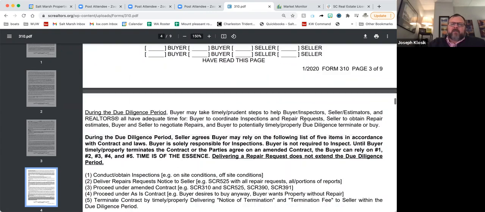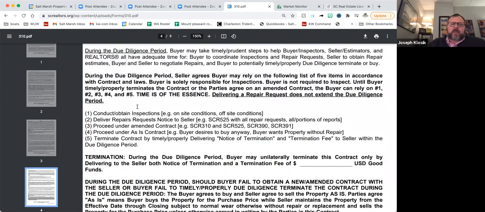So going back down, the 5 things that are going to happen during due diligence is they're going to conduct the inspection, should they choose to do so. They're going to deliver repair requests, should they do so. They're going to proceed under the amended contract if they want. They can proceed under the as-is contract, meaning that they're going to buy it anyway, and they're not going to get repairs, or they can terminate the contract by delivering a notice of termination and termination fee to the seller within the due diligence period.